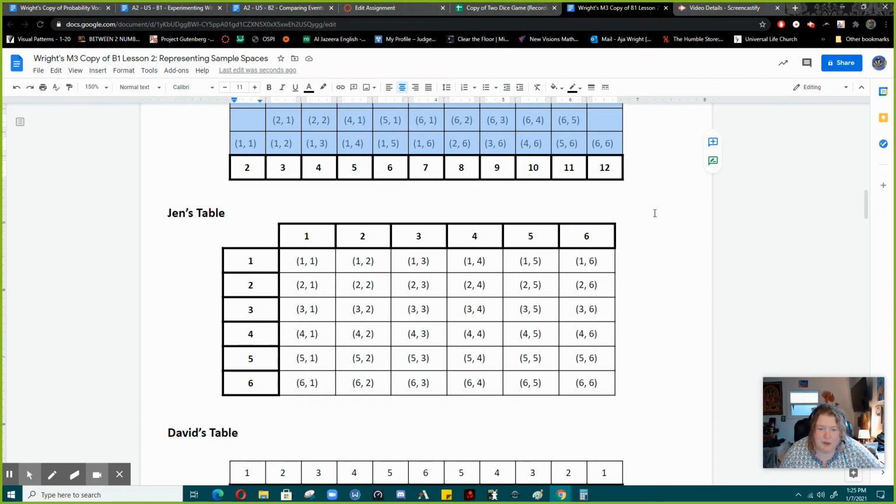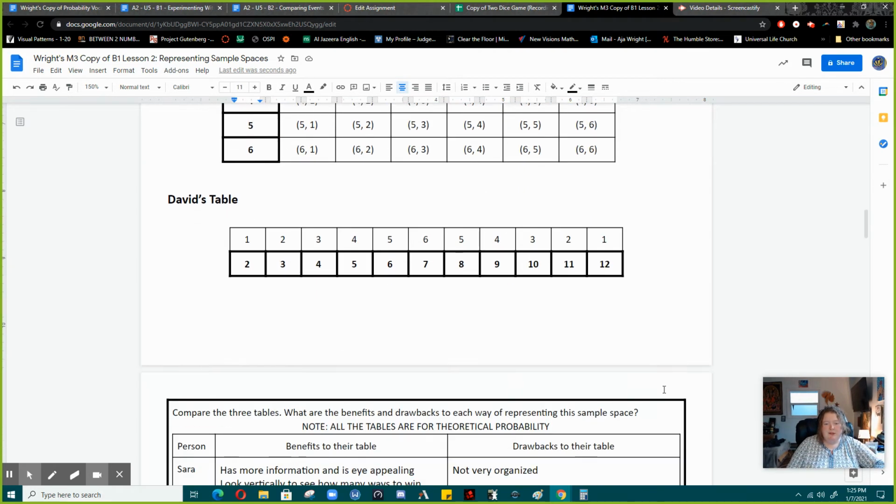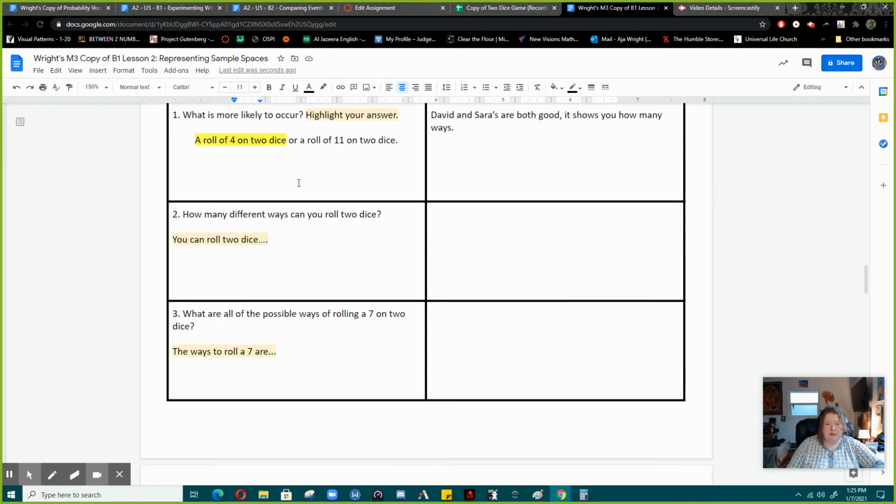Jen's table, though, you can see that this is a 6 by 6 table. 6 times 6 is 36. Boom. I think Jen's table is the easiest one for me to use. 36 ways. Jen's, because you can just multiply 6 by 6, not have to add them all up, because who has time for adding?